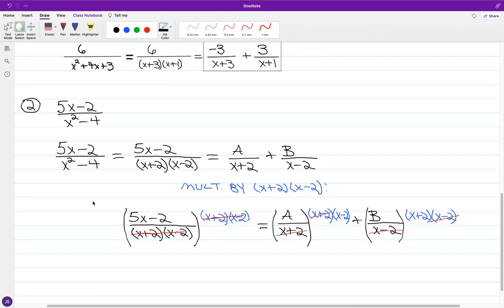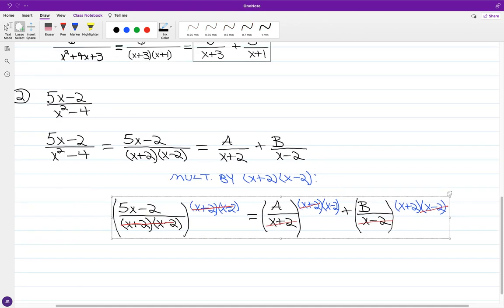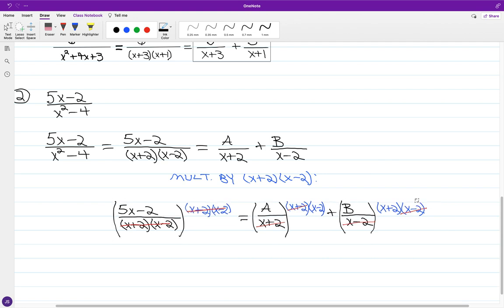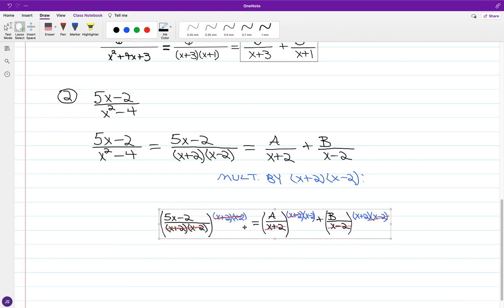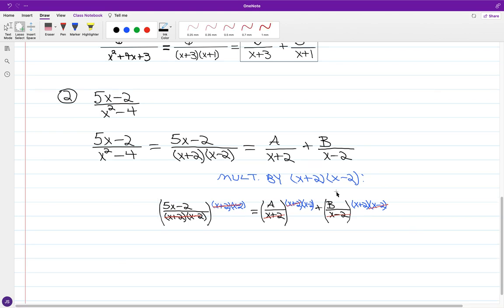All right, and now just setting the stage, transitioning from an equation between fractions to where we're going to have the coefficients in direct terms. So we have on the left, x plus 2 and x minus 2 go out completely. So the left hand side, we'll have it 5x minus 2.